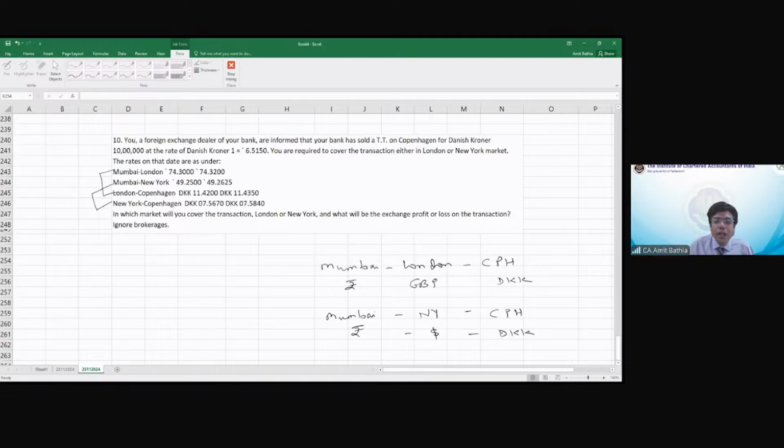Now the question that arises is, sir, I can do it from either of them. Why take the trouble of computing? Why do we do this computation? Any ideas? To see where it will be more profitable. Exactly. Now this brings us to the concept of arbitrage. What is the meaning of arbitrage? Taking opposite position in two different currencies.